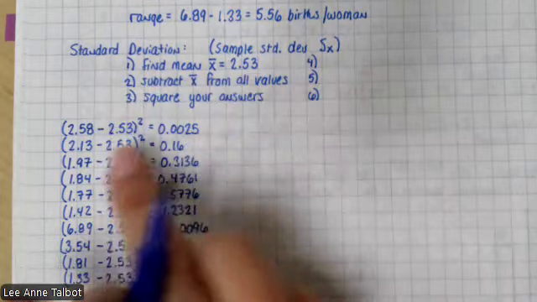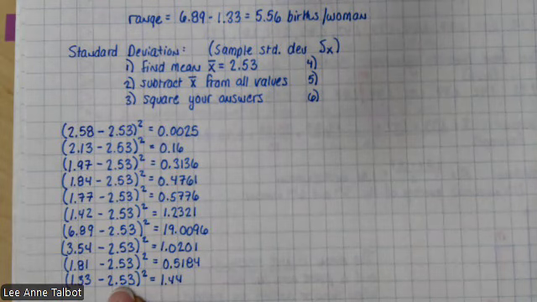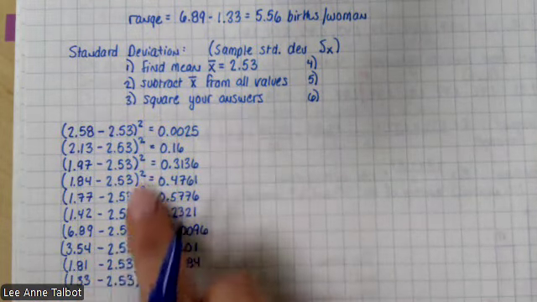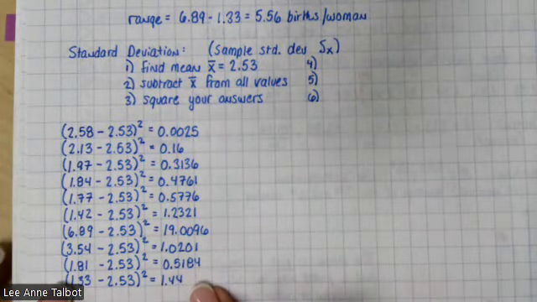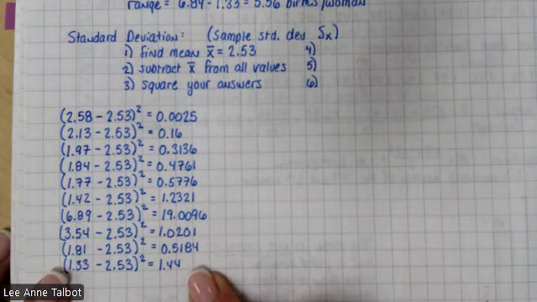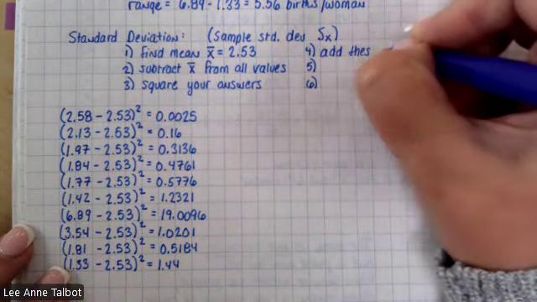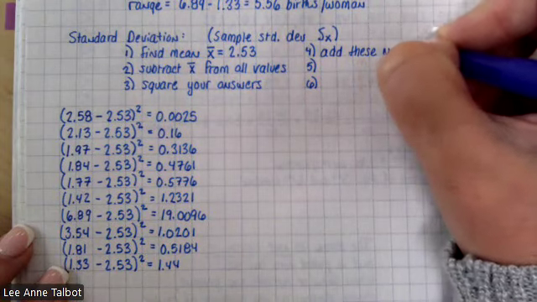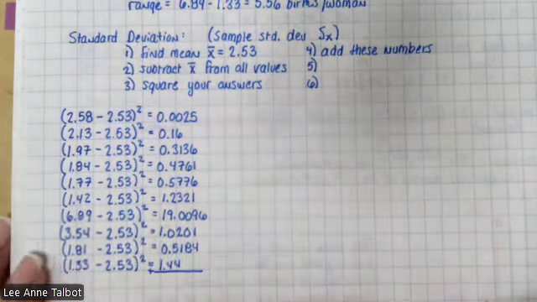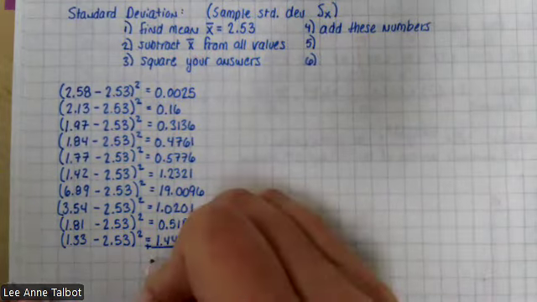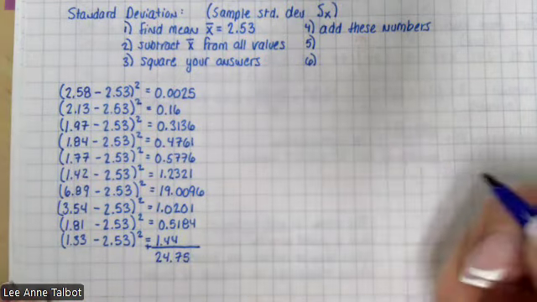So step 1, find the mean. Step 2, subtract the mean from all of your values. Step 3, square your answers. So parentheses squared. And then I wrote all of my answers down. Step 4 is add these numbers. I like to put a plus here and a line underneath. And all of these numbers come out to be 24.75.